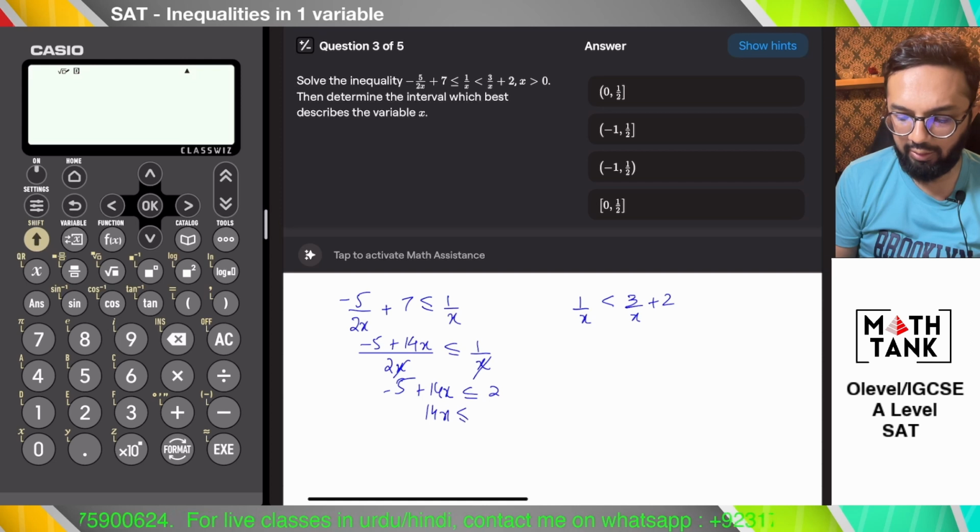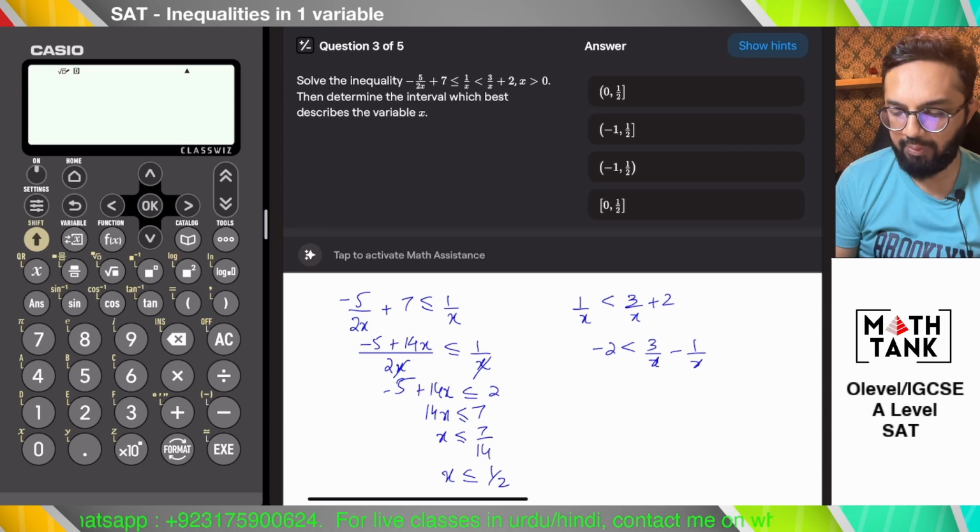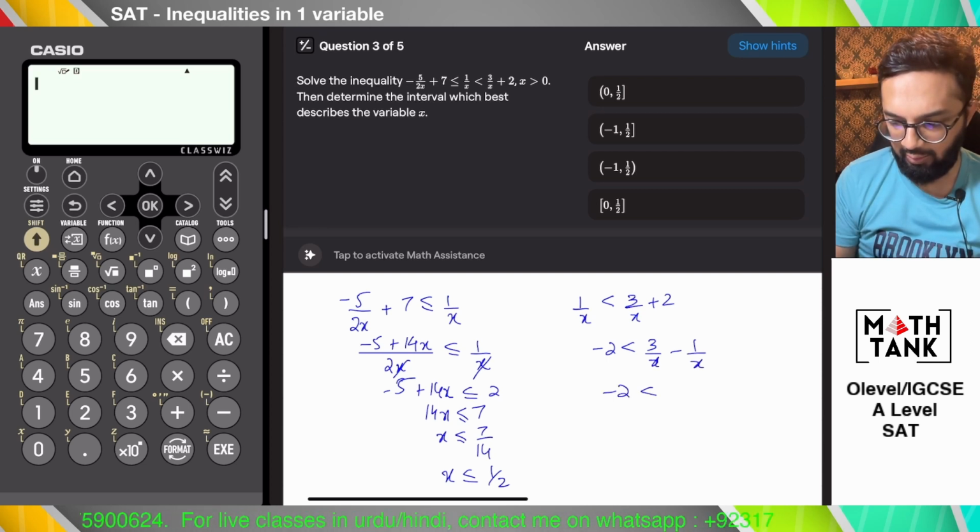14x is less than or equal to 7. x is less than or equal to 7 over 14. So that gives me half as an included value. Okay, I bring minus 2 on this side. 3x minus 1 over x is 2 over x. Okay, I cross multiply.